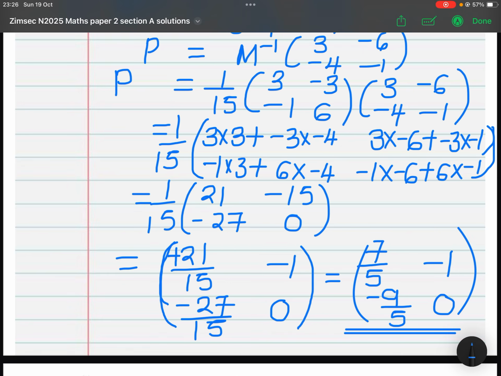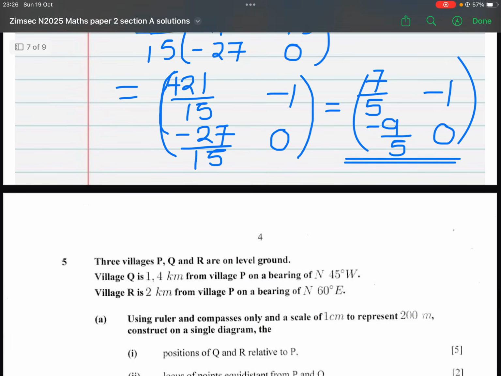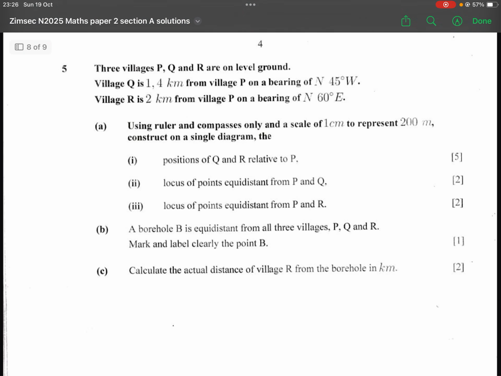So that was all about number 4. That was in November 2025. We are now moving on to the last part of the question, which was on construction. So we are given that 3 villages P, Q, and R are on level ground. Village Q is 1.5 kilometers from village P on a bearing of north 45 degrees west. Village R is 2 kilometers from village P on a bearing of north 60 degrees east.